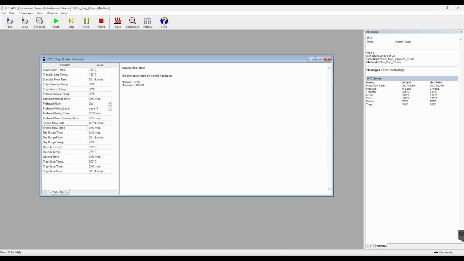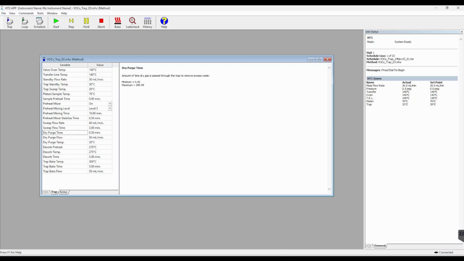Sweep flow rate and sweep flow time are the two factors which control sample sweep mode. Sample sweep mode is where the gases pass through the headspace vial, which causes the volatiles to be removed from the headspace and deposited on the analytical trap. The trap sweep temperature is important when sweeping, and for many applications you would want it to be at ambient temperature. The trap sweep temperature is the temperature that the trap will be held at during the sweep mode to ensure analytes are retained on the packing material.